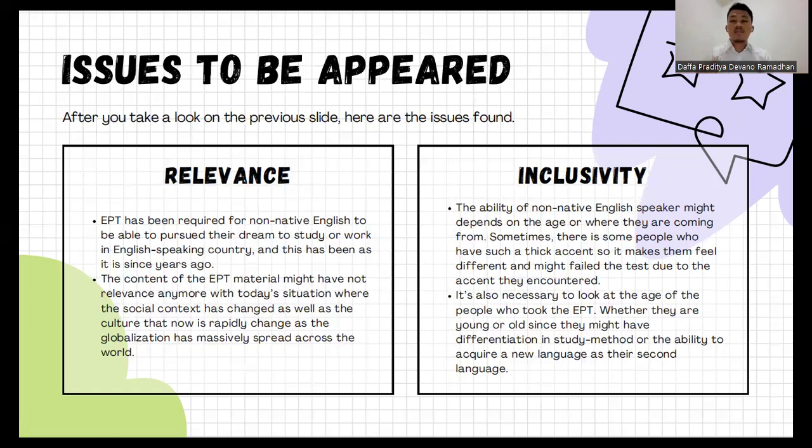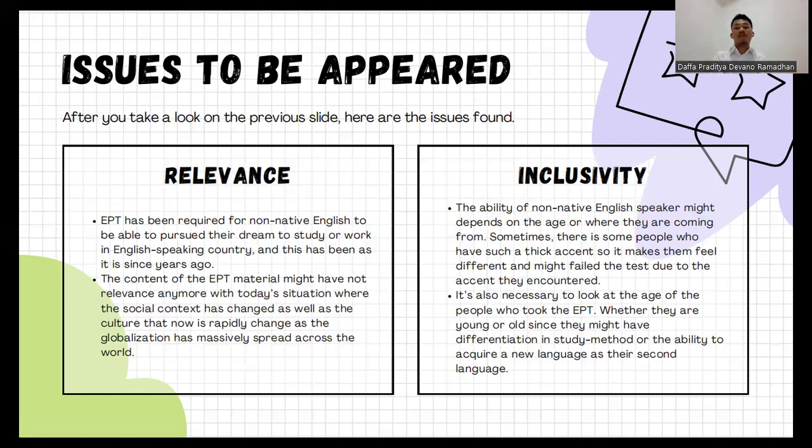And then the last but not least is about the inclusivity. So the ability of non-native speakers might depend on their age or where they're coming from. Sometimes there are people who have such a thick or strong accent that it makes them feel different and they might fail the task due to the accents they encountered. So, for example, in India they have strong Indian accents, and then Japanese people, Taiwanese people, or even Arabic people might have a strong accent. So they might encounter these issues when taking the EPT test.